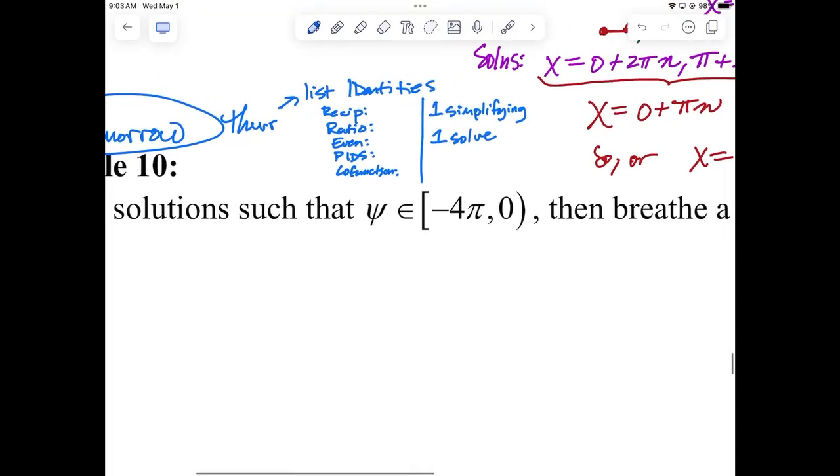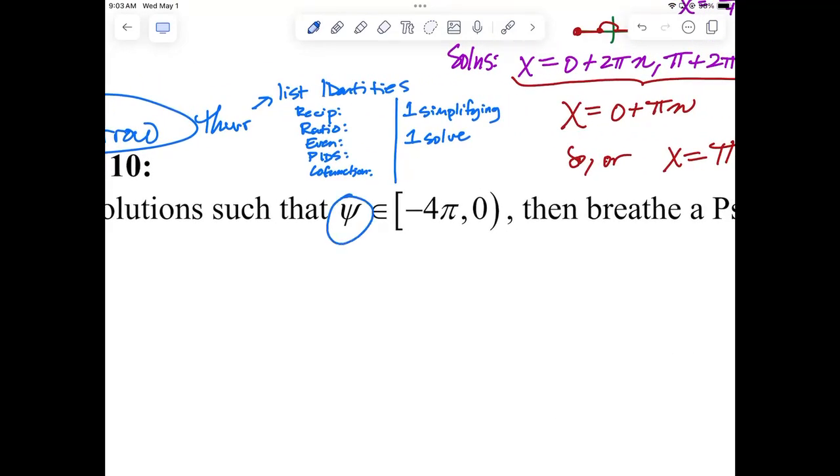Find all the solutions such that, look at this. This is the official letter for the American Psychological Association because it's the letter psi, and you pronounce it psi, and that's the first sound that you say when you say psychology. So that's the Greek letter psi, and we're from -4 pi to 0.